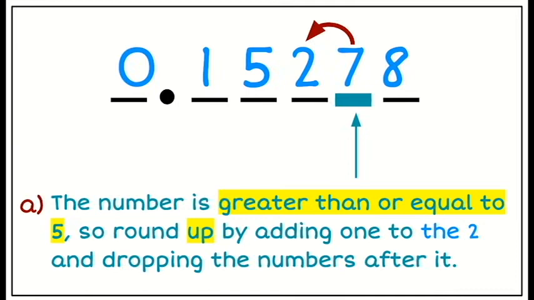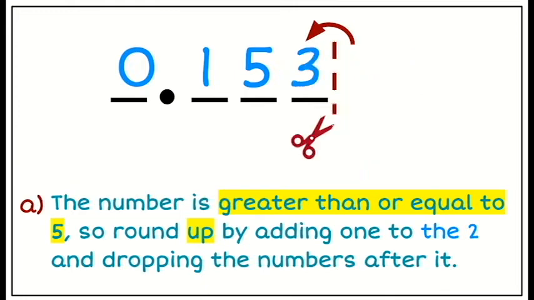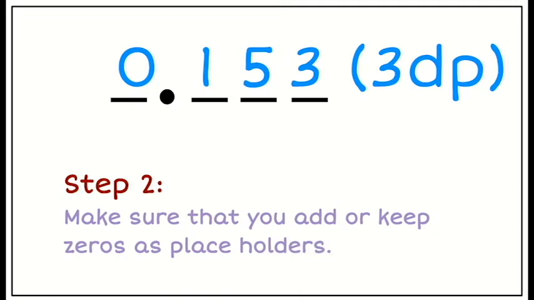So because that number is greater than or equal to 5, I need to round up. So that means I add 1 to the 2 that was in the 3rd decimal place, and then I drop all of the numbers that come after it. So I've rounded up the 2 to a 3, and I've cut off all the numbers below it. So now I need to make sure I've got my zeros as placeholders, so 0.153 to 3 decimal places. That is my rounding.